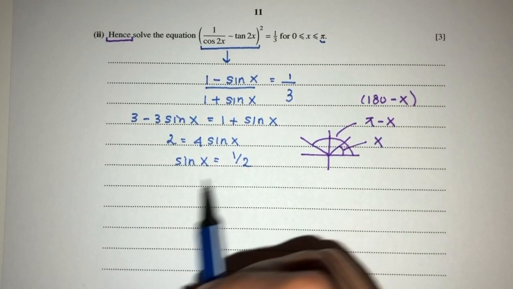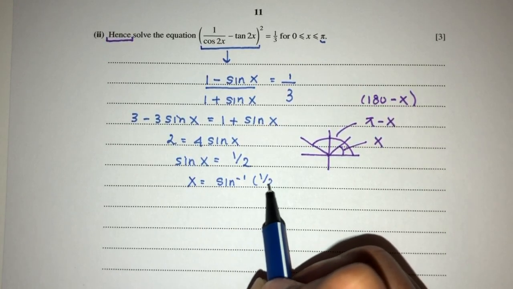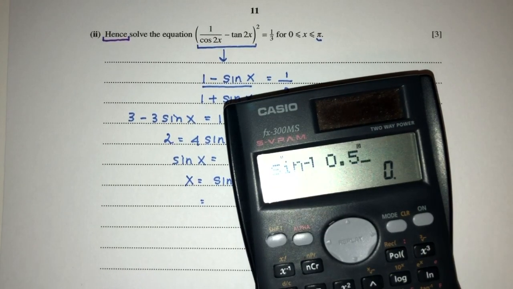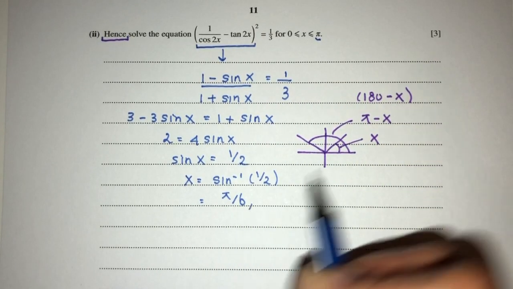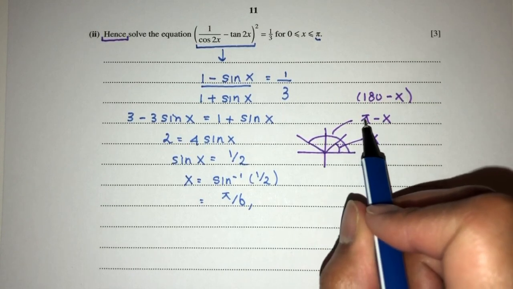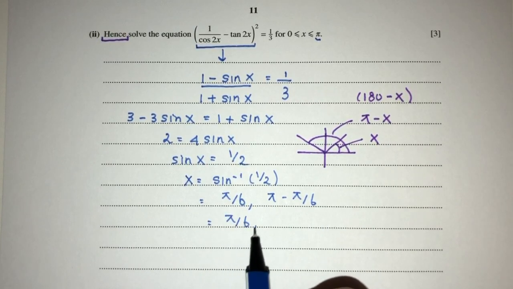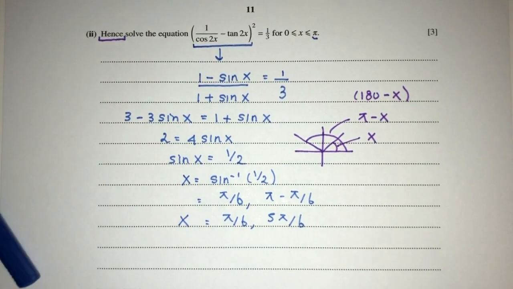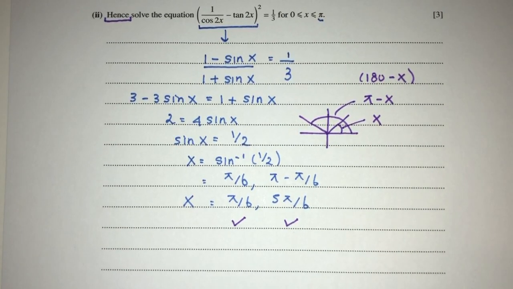So because it is positive, we can find the value directly. x will be sine inverse of half. If you know, sine inverse of half should be 30 degrees, which is pi by 6, but it also has to be in this quadrant, so pi minus pi by 6. That should be pi by 6 and the value of 5 pi by 6. This is your values of x, and to check, they need to be between the value of 0 and pi, and these two are between 0 and pi. So that is your question number 6.